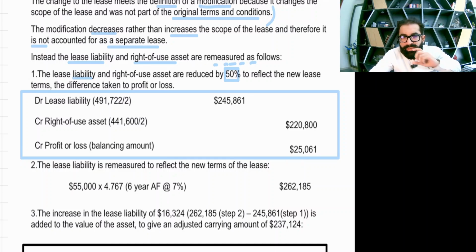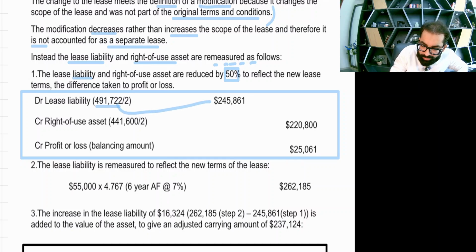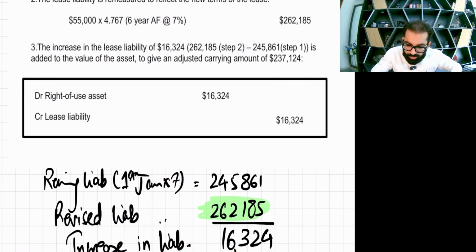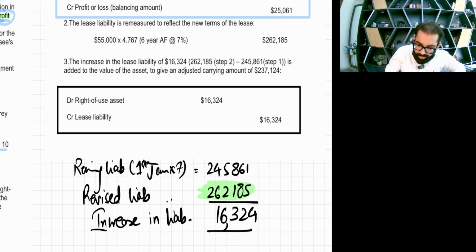Now be active. Out of this 491,722, half of the liability is gone. So that means half of the liability is left. So what is your liability right now? Your half remaining liability is 245,861. Now the next step is to calculate the new liability.